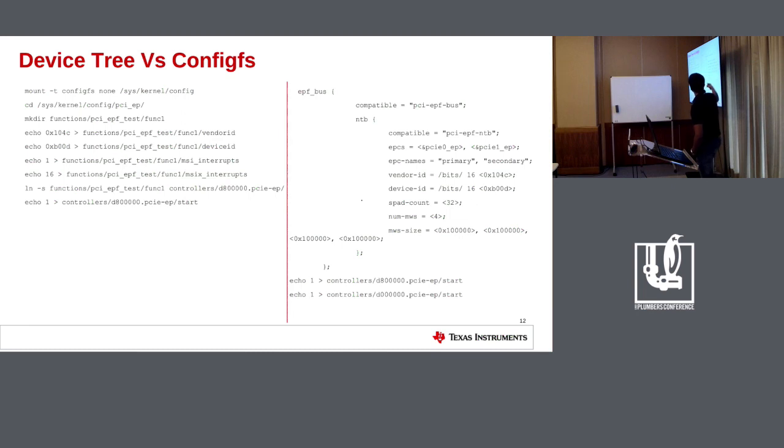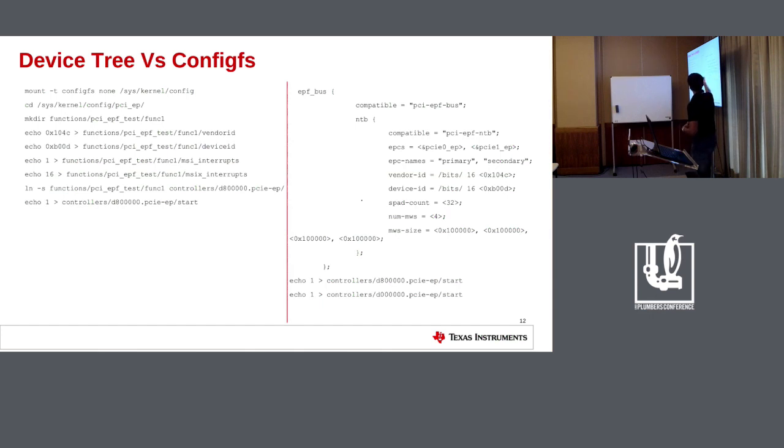So the root should be an EPF bus which has the PCI EPF bus compatible property. So the EPF bus driver will create an endpoint function device for each of the subnodes. Here I have one NTB function device. So we have a single NTB node. The compatible here will bind the endpoint function device to the endpoint function driver. And EPCS will have the phandles to the PCI endpoint instances. Since it's an NTB, it should have phandles to two PCI endpoint instances. And then EPC names, which correspond to the phandles in EPCS.